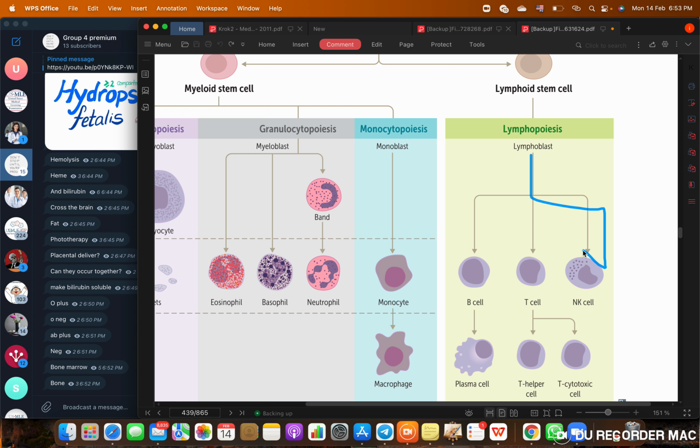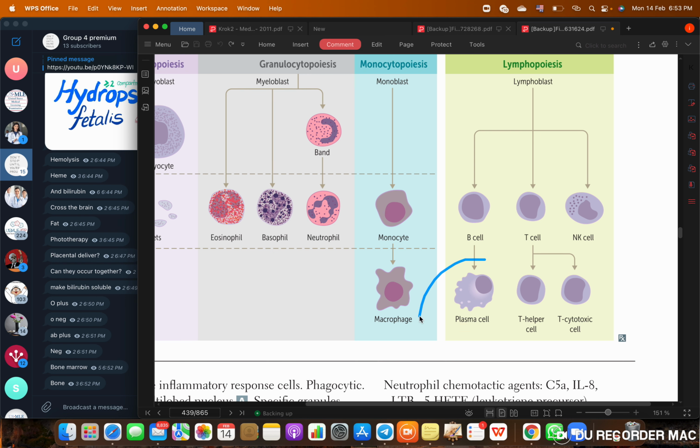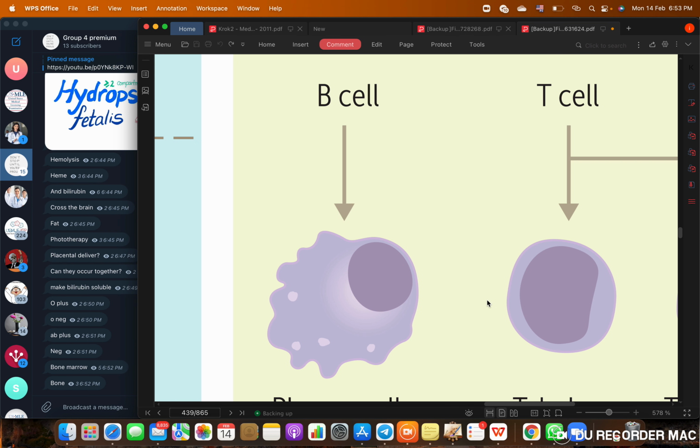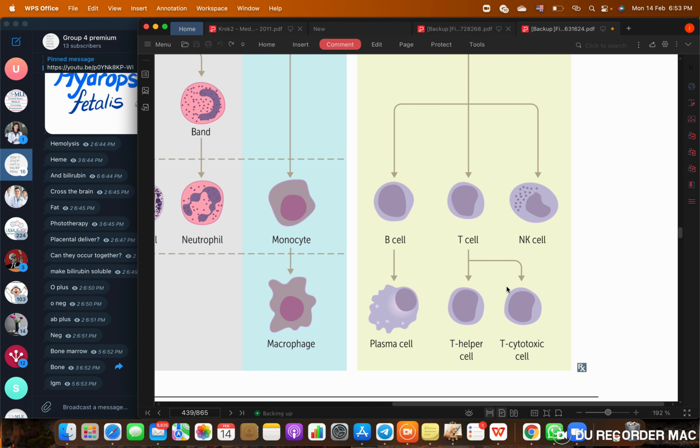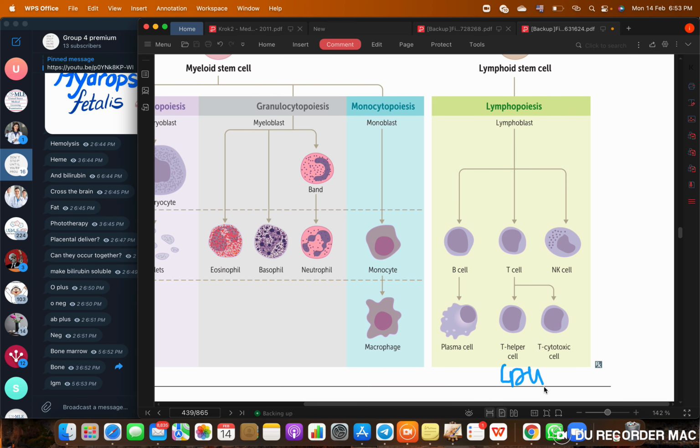So the lymphoblast can make natural killer cells, which are the only lymphocyte that works in the innate immune system. Okay? We also have the T cells and the B cells. For the B cells to start producing antibodies, they must be converted into plasma cells. Notice, plasma cells have a whitish color around them. This is because they are abundant with rough endoplasmic reticulum. That's why it's whitish around it. The T cells can have two types, T helper cells and T cytotoxic cells, so the CD4 and the CD8.